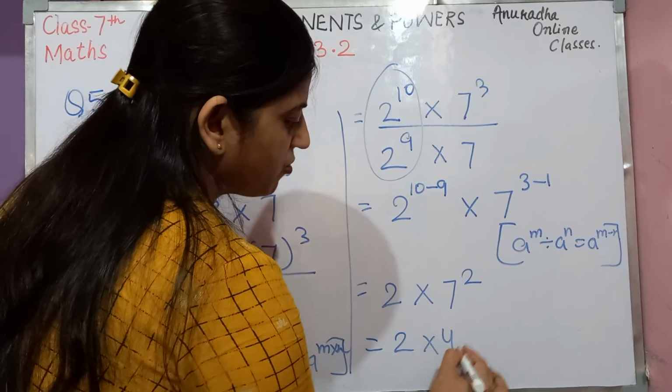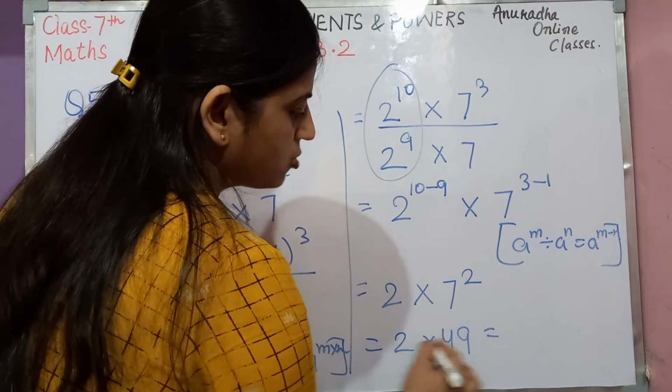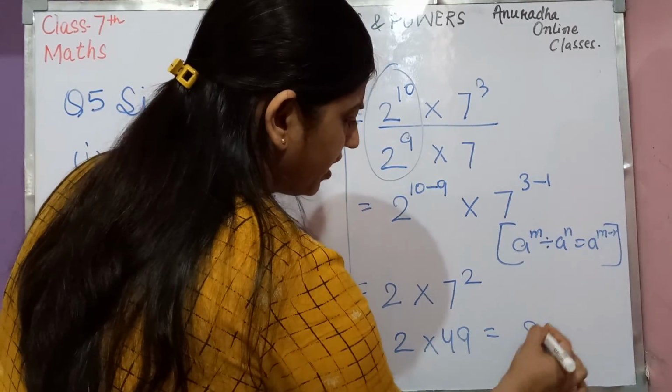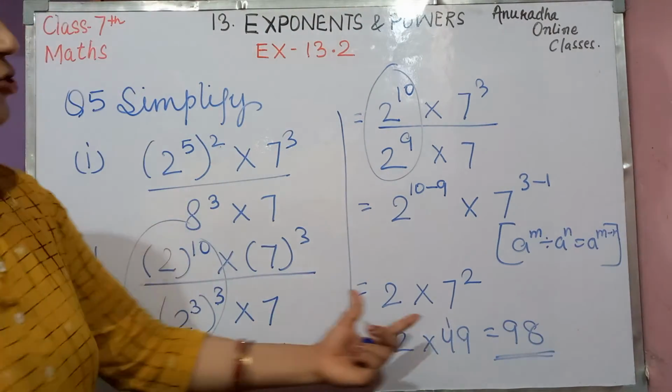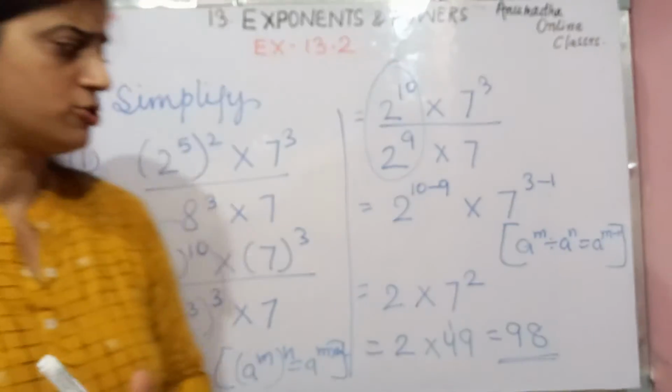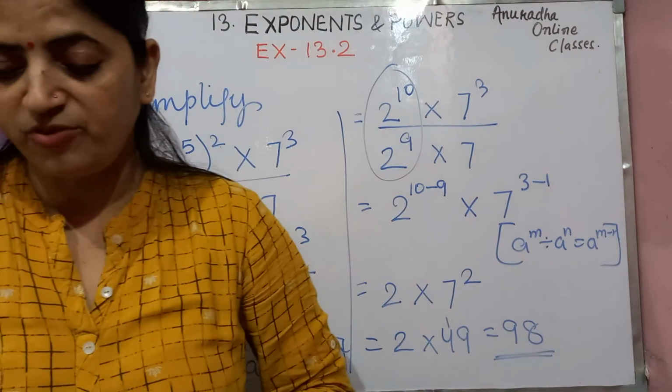So what is our answer? See, 7 7s are 49. So it will be 2 9s are 18, 2 4s are 8 and 9. 98 is our answer. If you are writing this, this is also correct. So in this way children, you have to do the simplification.